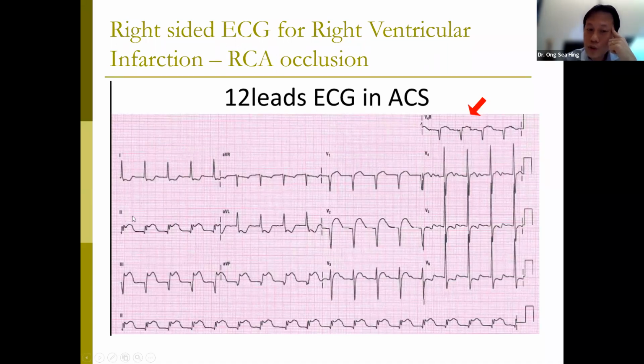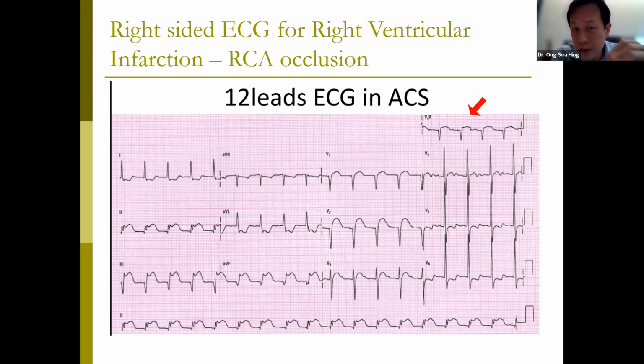Okay, so when you see an inferior ST elevation in 3 and AVF, you place the V4, V5, and V6 leads onto the right side of the chest. And if you see ST elevation in V4, even 1 millimeter ST elevation in V4 or V5 or V6, then that's a right ventricular infarction. When you see a right ventricular infarction, invariably it is an RCA occlusion.